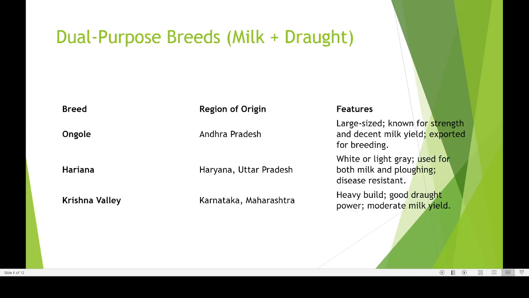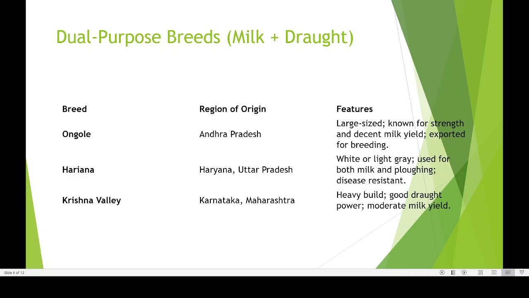Then third is the dual purpose breed. So here you can see that three varieties are there. One is Ongole, which came from Andhra Pradesh. They are large size. They are very strong also, but also produce a decent amount of milk yield, exported for breeding. Then Haryana, it came from Haryana region of Uttar Pradesh. White or light grey, used for milking and ploughing, and also disease resistance.